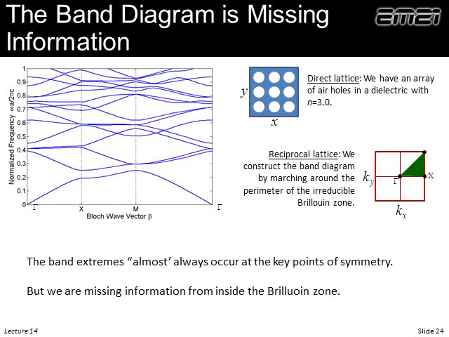Okay, so we've mentioned this a few times too. The electromagnetic band diagram, or the band diagram, is missing information. It's a very quick way of assessing where the bands are, looking at band gaps and stuff like that. And we would trace the perimeter of the irreducible Brillouin zone. But the reality is we have to calculate every point in the Brillouin zone to see all of the information.